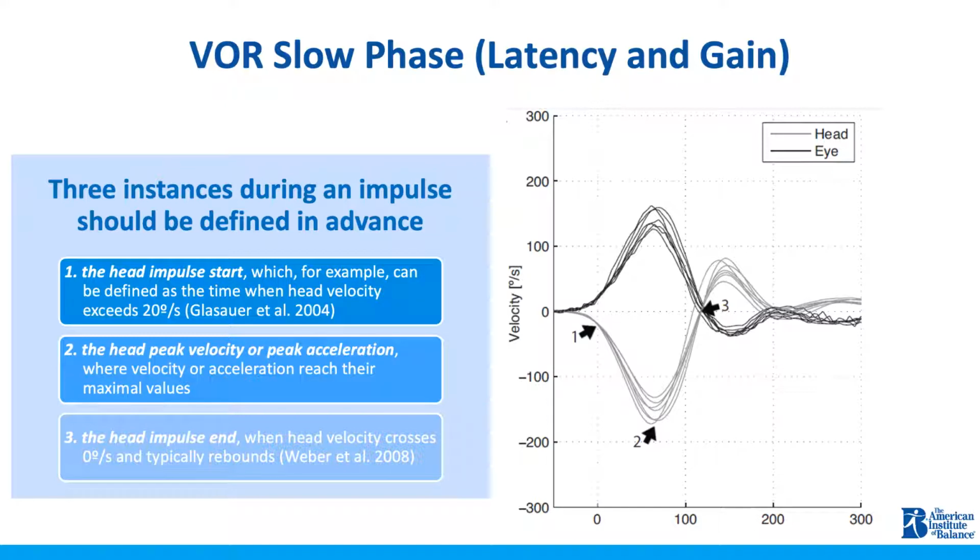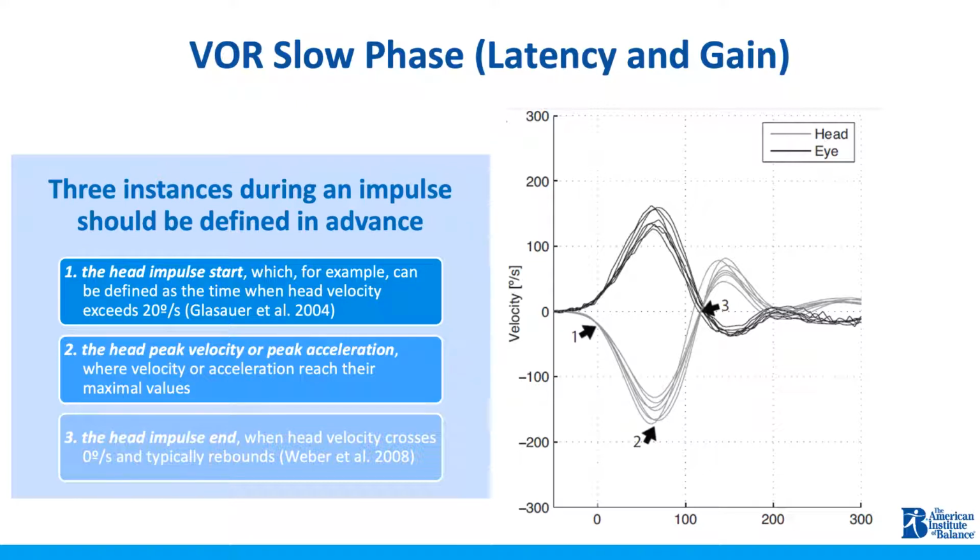Let's just all get on the same page here and look at the right side of this slide. The black lines, or the black tracings, are the eye movement, and the gray tracings are the head movement. There are 3 positions that are documented here on the head movement so that we understand what we're looking at.